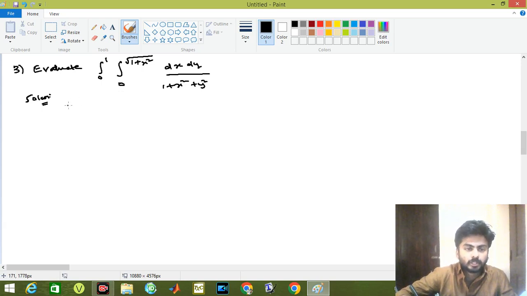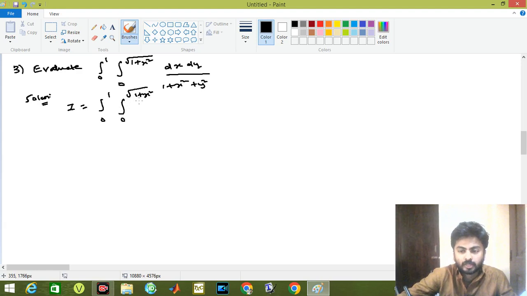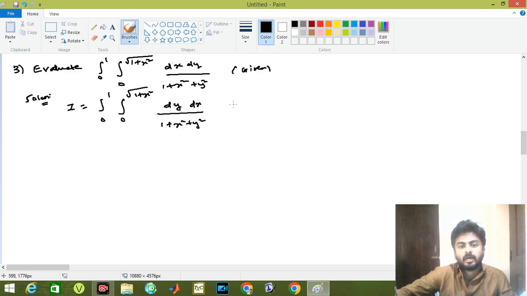Okay, so solution. They have given I equal to integral 0 to 1, integral 0 to root of 1 plus x square. The limits are right. The inner limit is variable and the external limit is constant. So no problem, limits are correct, but the inner limit is a function of x, so you should have dy first and then dx. This is the correct form. This is given, so you have to write it separately, and this is the correct form.